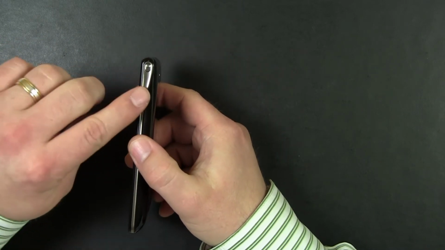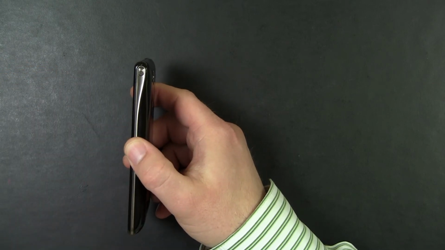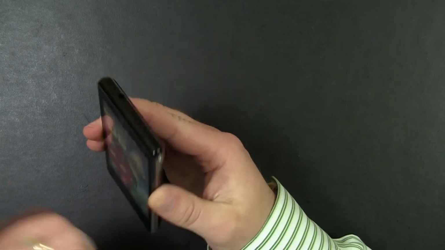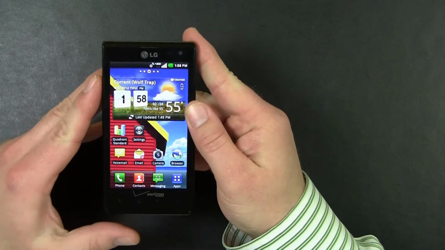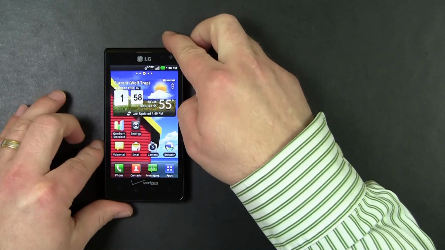On the other side, we do have our power button, our sleep button right there, and our 3.5 millimeter headphone jack is right there. And that's a quick look at the Lucid by LG.